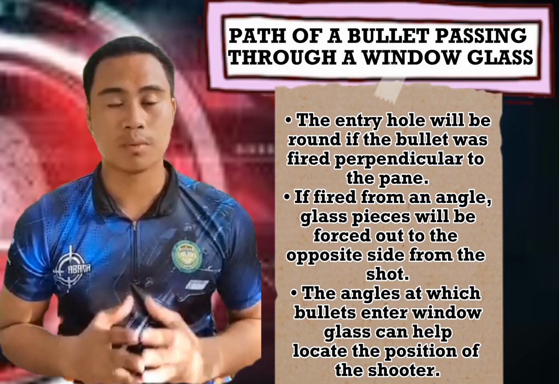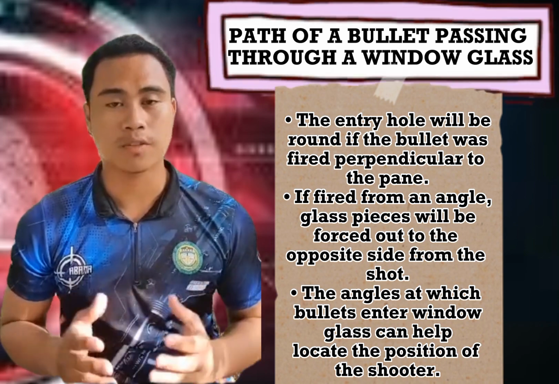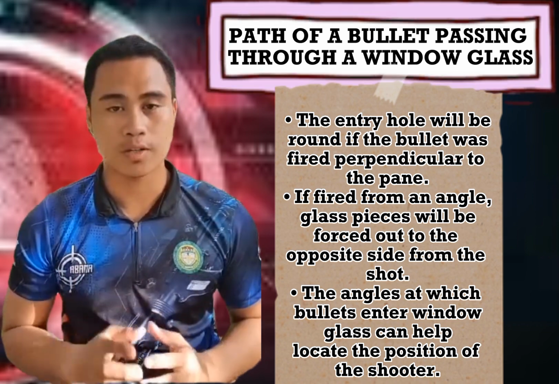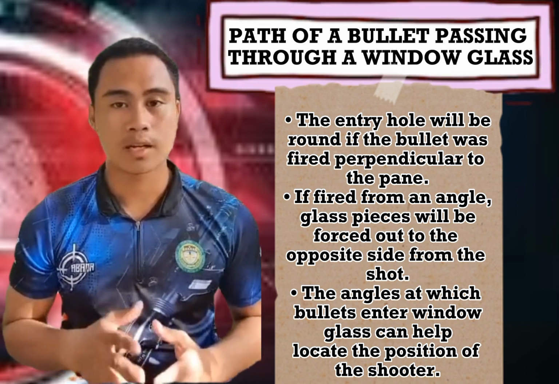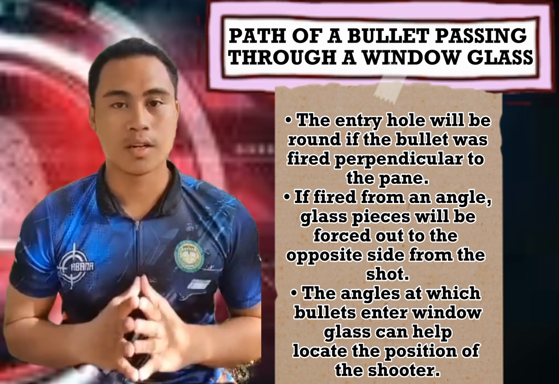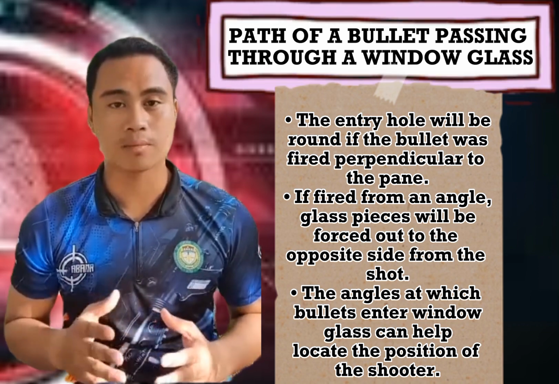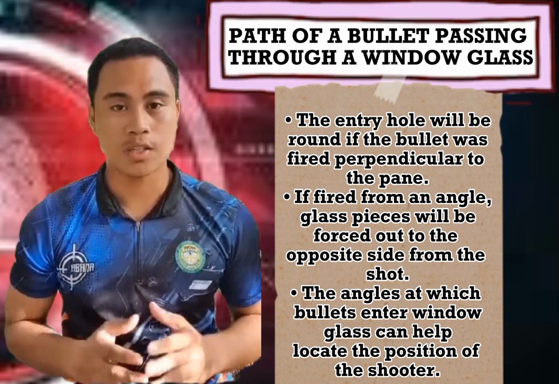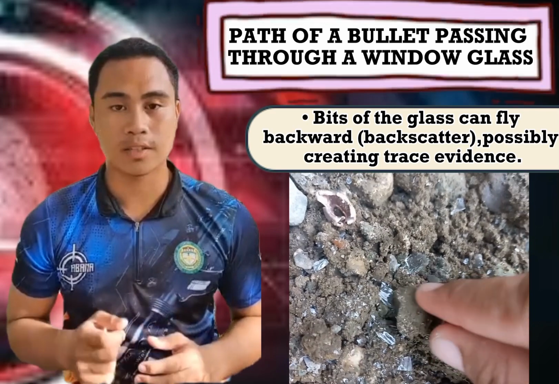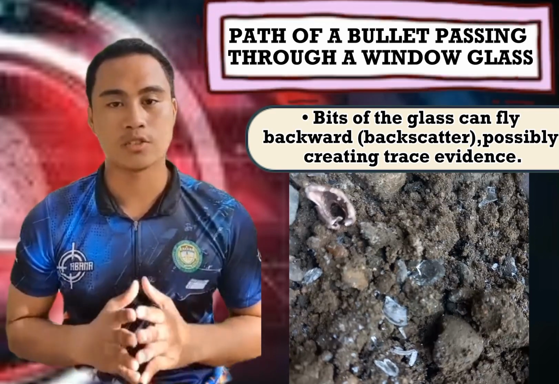Observing the path of a bullet passing through window glass, the entry hole will be round if the bullet was fired perpendicular to the pane. Moreover, if it is fired from an angle, glass pieces will be forced out to the side opposite from the shot. The angle at which bullets penetrate the window glass can help locate the position of the shooter. Bits of glass can fly backward, also called backscatter, which could possibly create trace evidence.